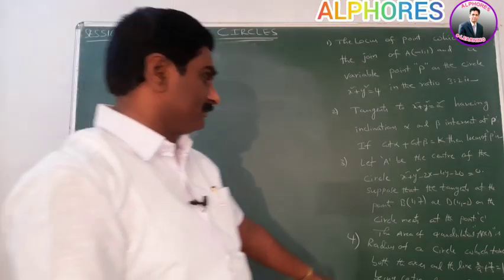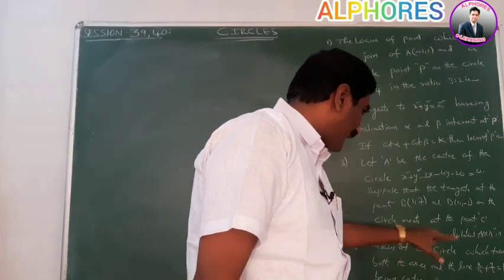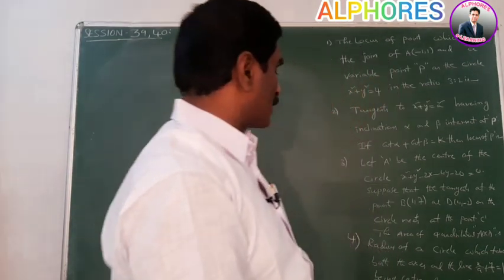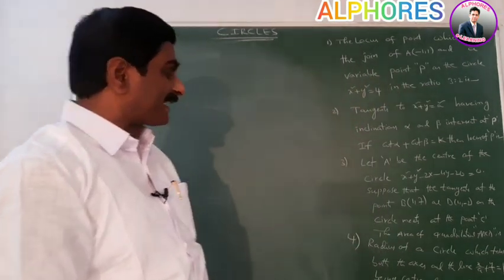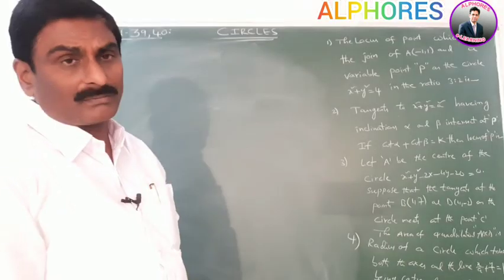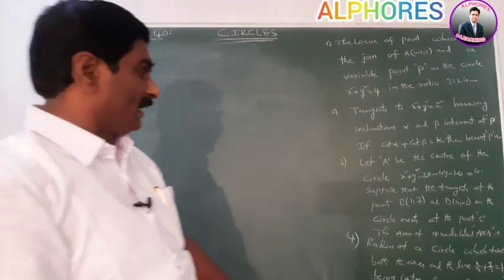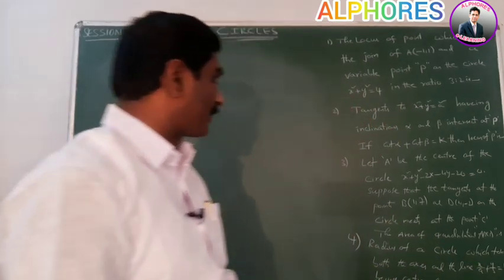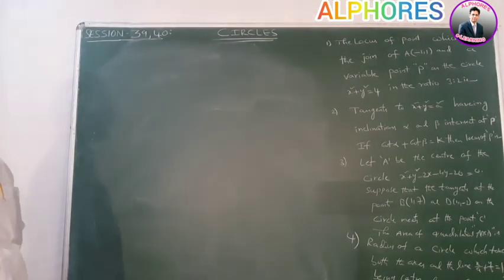Radius of a circle which touches both the axes and the line x by a plus y by b is equal to 1, being center lies in first quadrant.